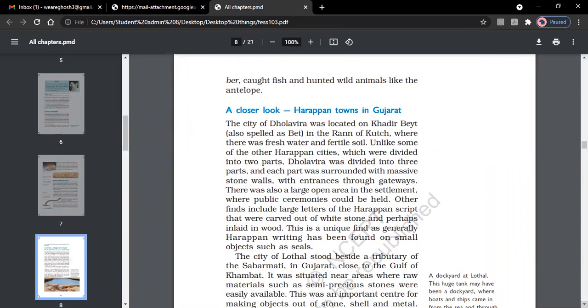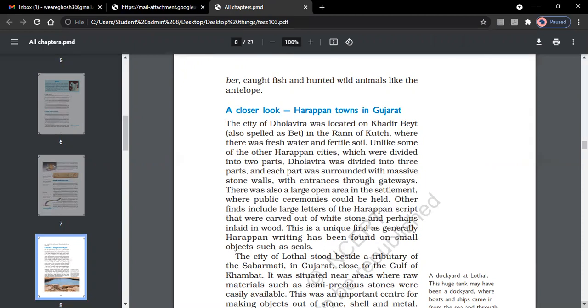This is again important findings by the archaeologists, like the cities of Dholavira and the cities of Lothal. The main question you get is the comparison between these two cities. I will suggest you write it point wise. You can't write the entire paragraph like this.